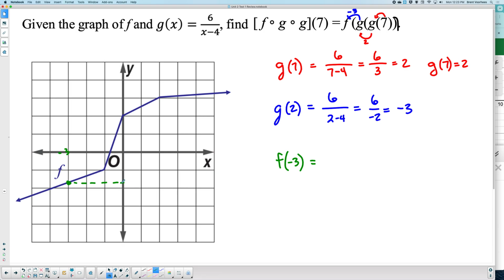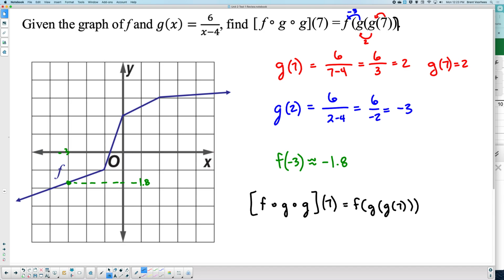Okay, well, let's approximate. What y value do you get there? Approximately. Negative or positive? You want to say negative 1.8? Okay, since I'm approximating, I'm going to do the squiggly. Negative 1.8. So what does that mean? That means our answer for the composition f of g of g of 7, with 3 parentheses, is approximately negative 1.8.